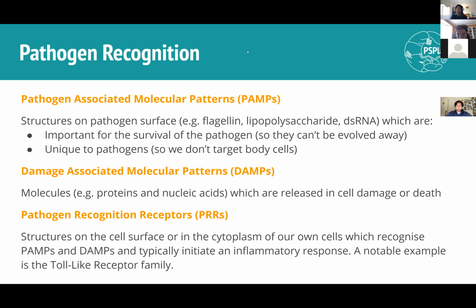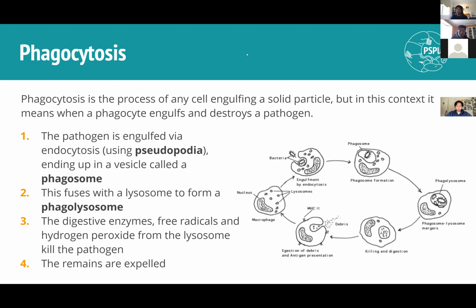One that you might need to know the name of is the toll-like receptor family, or to know that it is a PRR. I don't think you need to know too much specifics beyond that.